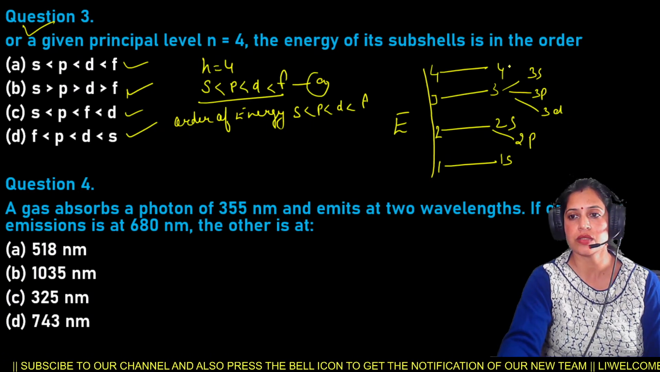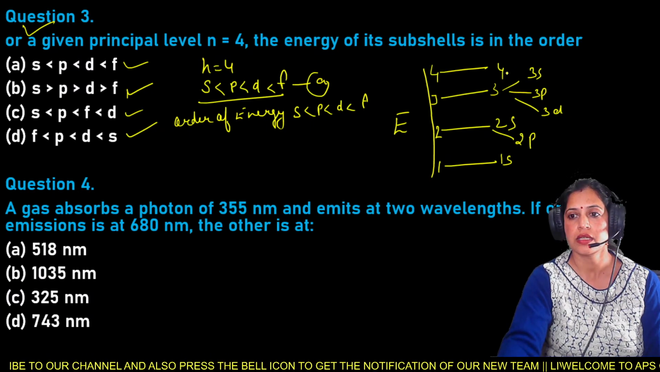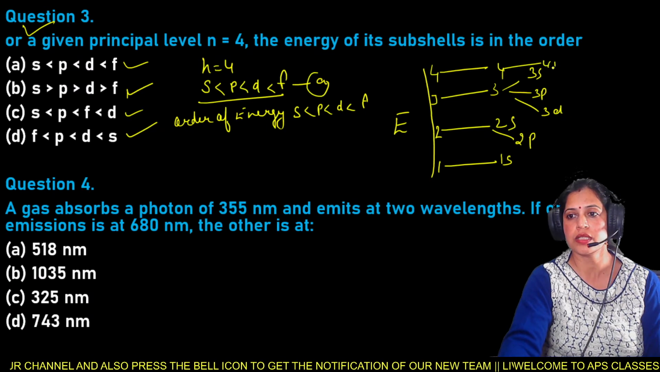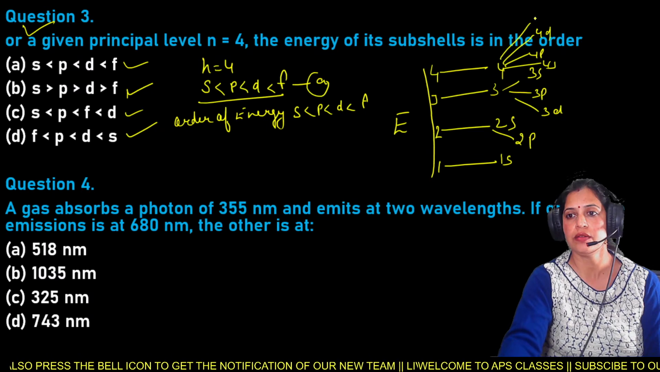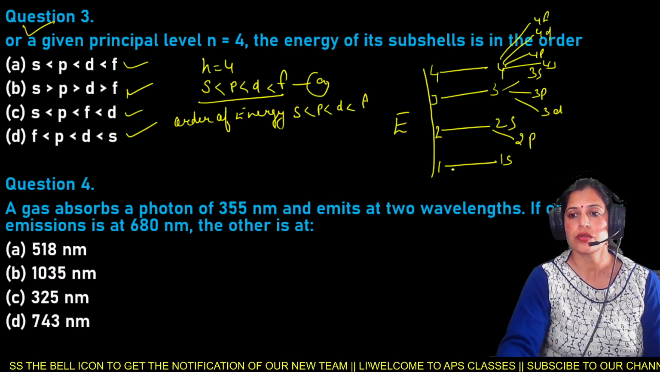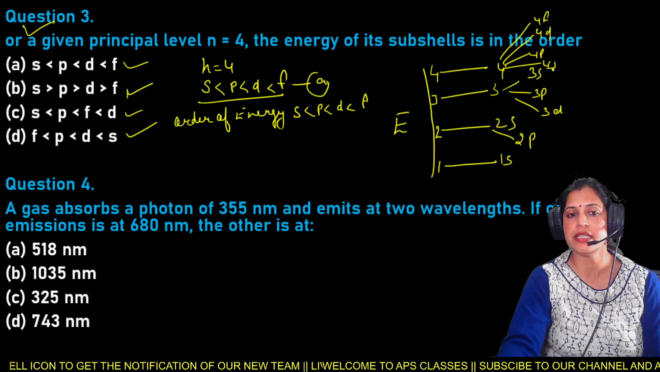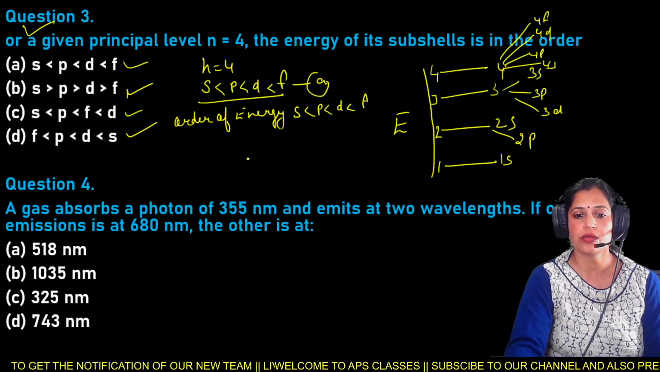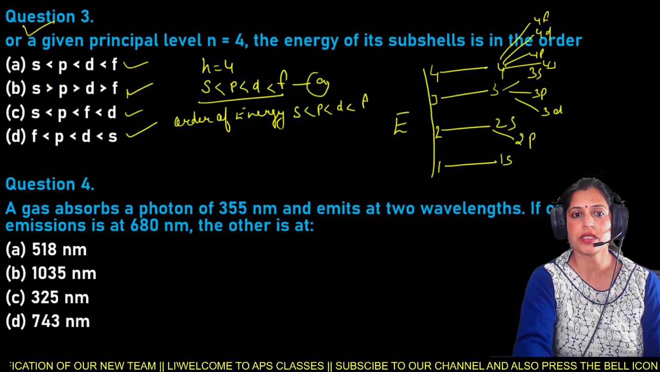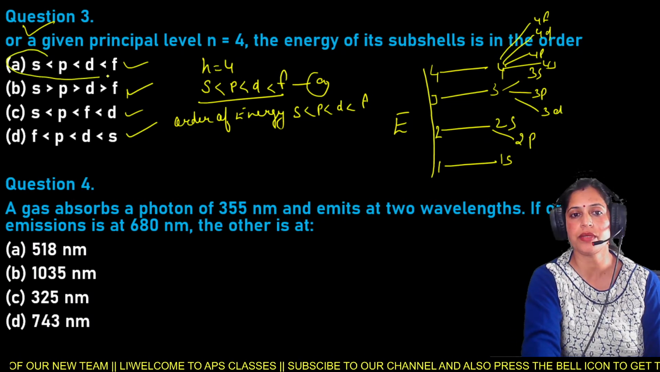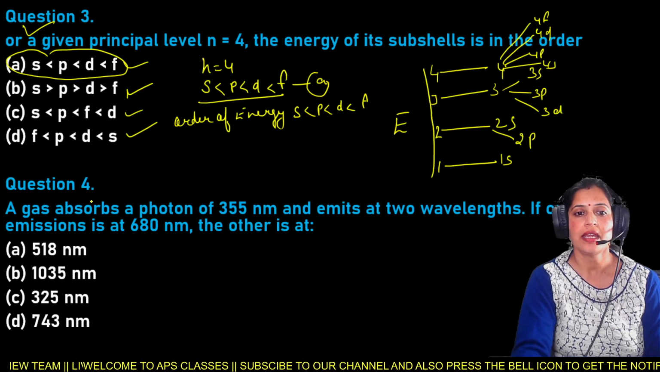And last, for 4, that is 4s, 4p, 4d and 4f. So S less than P less than D less than F. This is the sequence or the order, so this is the right answer: S less than P less than D less than F.